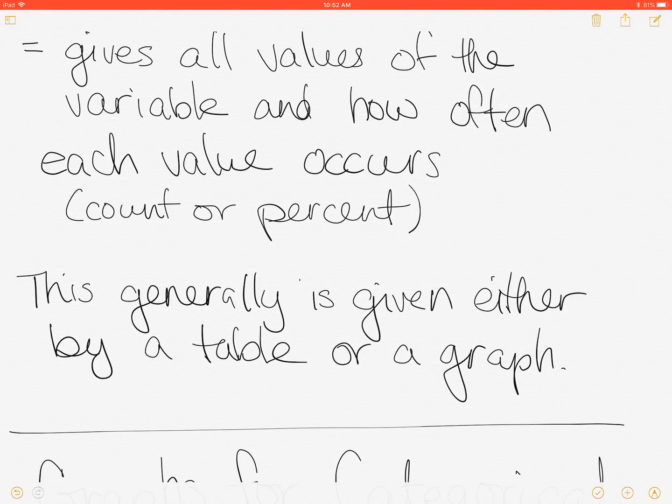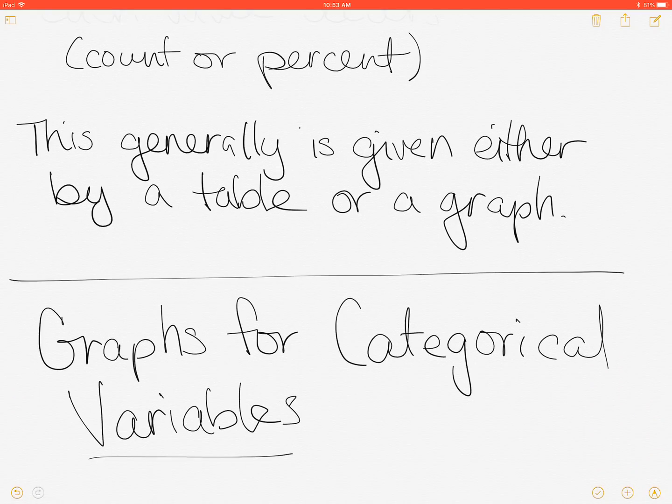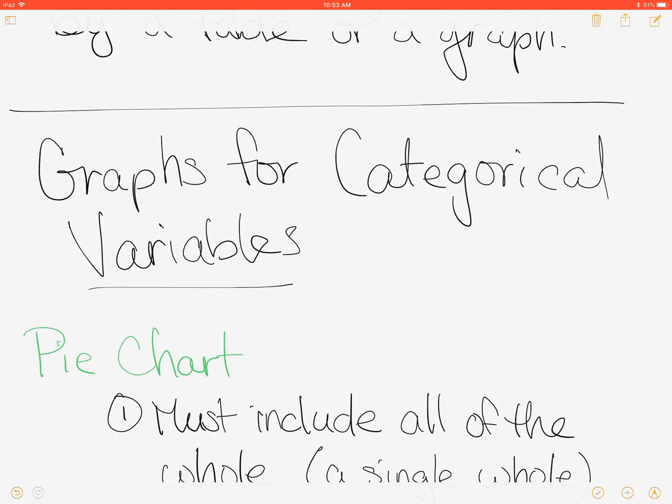Now, the easiest way to give this is either with a table or a graph. We're not going to do tables right now. Hopefully you can figure out a table. We're going to talk about graphs today. Now, whether your data is categorical or quantitative changes your choices of graphs. So let's start with categorical variables today. We're going to mostly do quantitative in this class, but let's look at this for a second anyway.